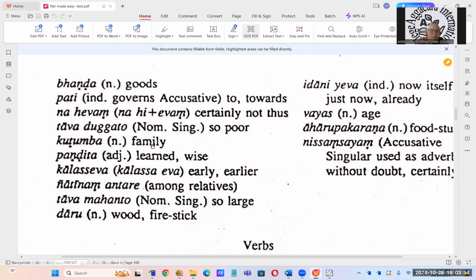Kutumba, family. Pandita, it's actually a Malay word also. Pandita, wise, learned person. Kalasseva, earlier. So antara, I think this one should be locative. So antare, among the relatives. Natinam is relative. So what is the case here? What do you think? What kind of case? Natinam antare. Is it dative or genitive? What do you think?